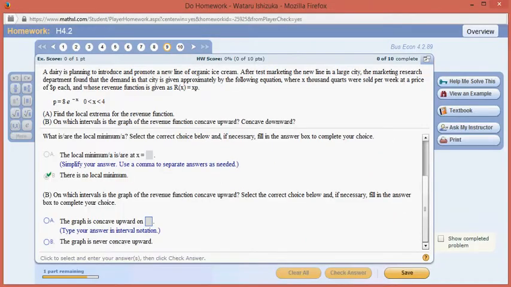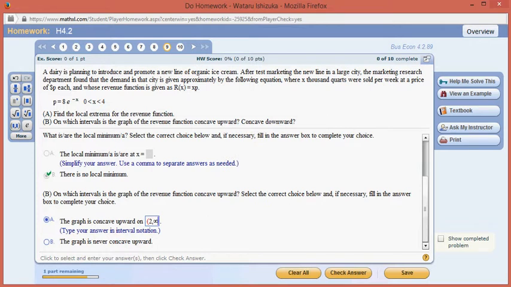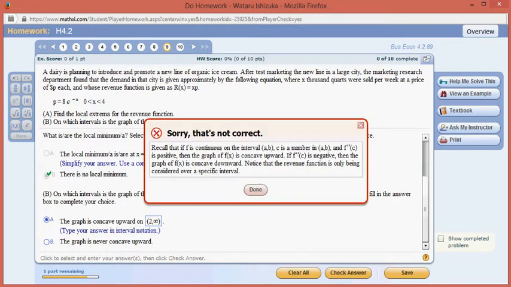So let's type it in. Concave upward, starting from 2 to infinity. Where is the infinity sign? Am I missing an infinity sign? Oh, here. Sorry, I couldn't find it. So we have that. Let's check the answer.